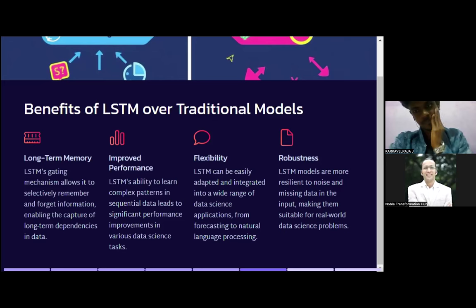Improved performance: LSTM's ability to learn complex patterns in sequential data leads to significant performance improvements in various data science tasks. Then there is flexibility: it adapts and integrates into a wide range of data science applications, from forecasting to neural networks and others. Robustness: it is more resilient to noise and missing data in the input, making it suitable for real-world data science problems. That is why, guys, these days these models are close to what I'll call AGI, which is human-like general intelligence.